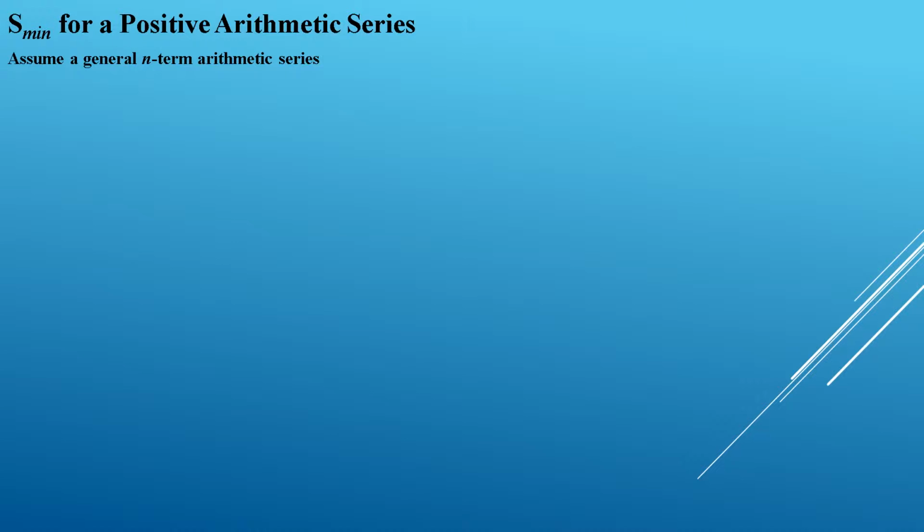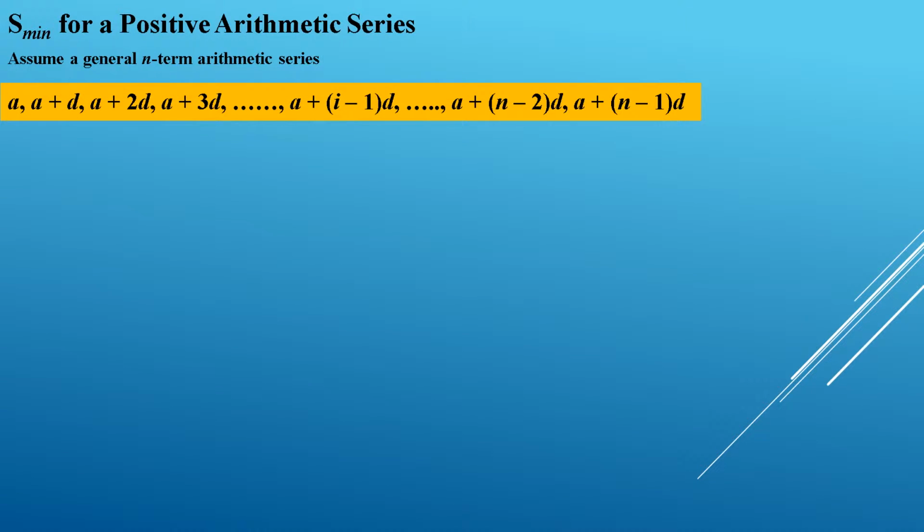A simple example here: let us assume that we have a general n-term arithmetic series in the following shape. A, then the second term is a plus d, and a plus 2d is the third term, and so on to the last term, a plus n minus 1 times d. This is a very well-known progression that we already know from the basics of mathematics. Definitely here, a is the first term and d is the common difference, and both are positive.